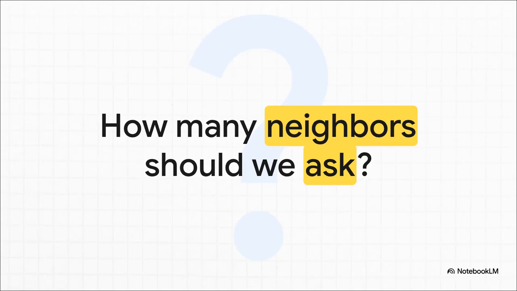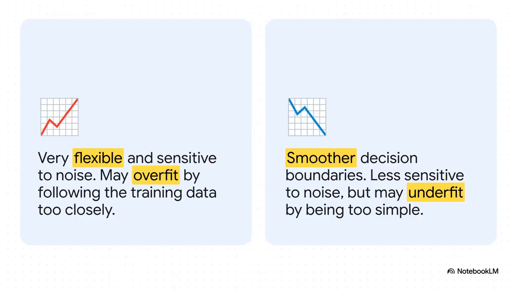I mean, how many neighbors should you ask? If you ask too few, you might get swayed by some random weirdo outlier. But if you ask too many, you might drown out the important local patterns. So, where's that sweet spot? It really is a trade-off. If you pick a tiny K, like K equals 1, you get this super jagged, complex boundary that tries to account for every single point. We call that overfitting.